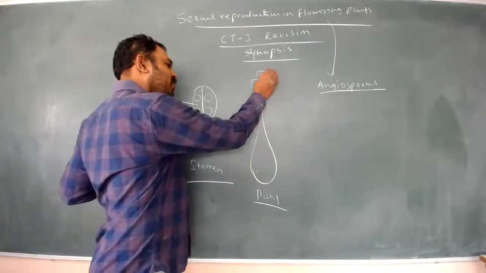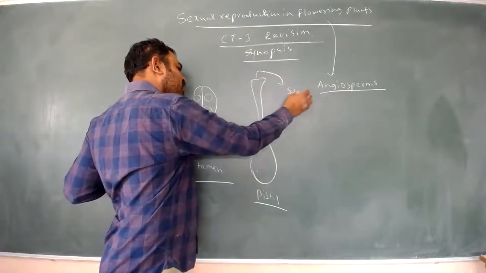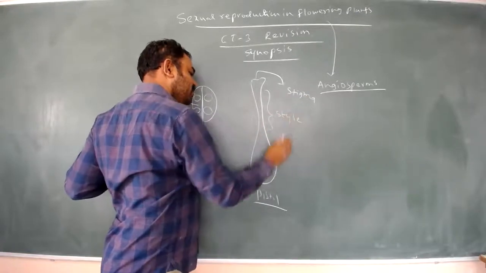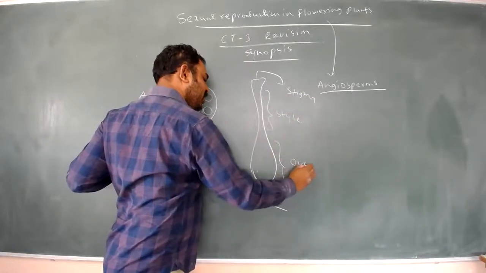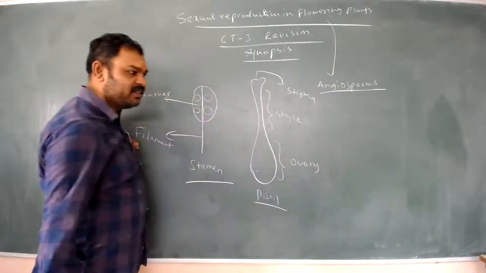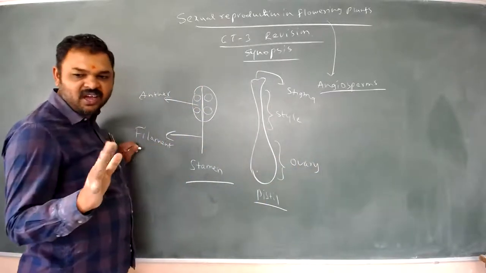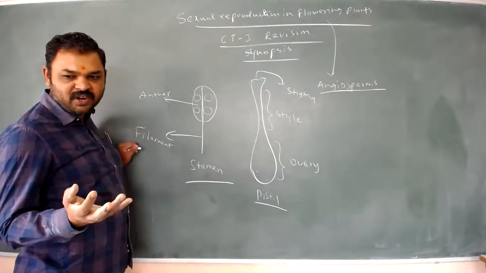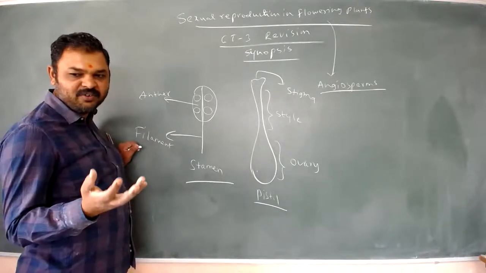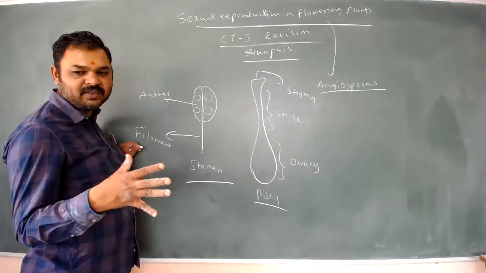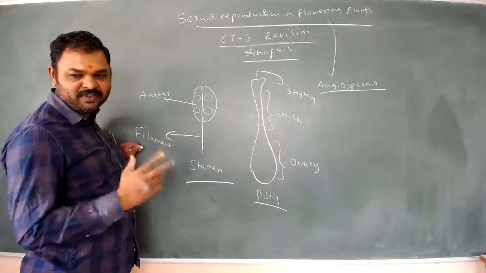Pistil means, what would be present in the pistil? There is a stigma and a style, the elongated part is the style. This bulged portion is called the ovary. Stigma, style, ovary. If these pistils are single or many in each flower, what would that be called? The gynoecium. In the gynoecium, how many pistils are there? Single pistil or many pistils.